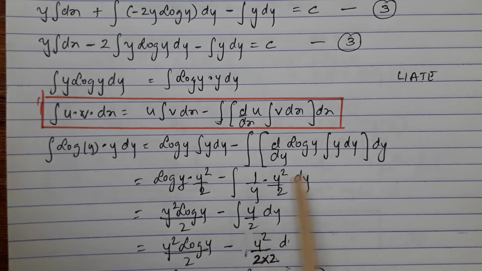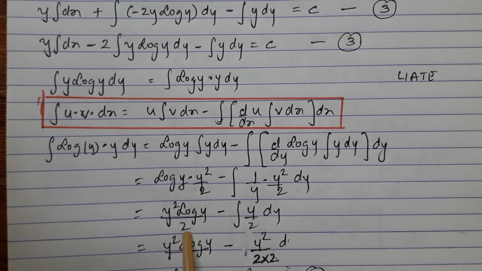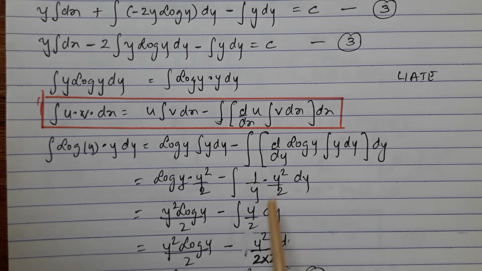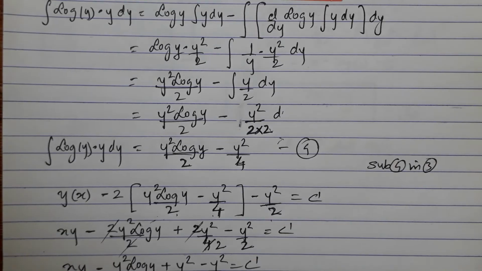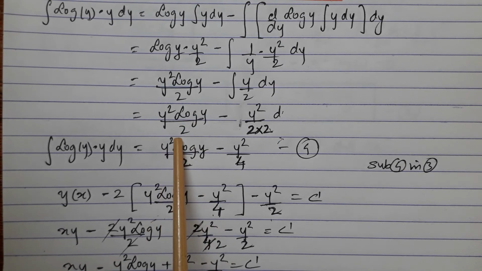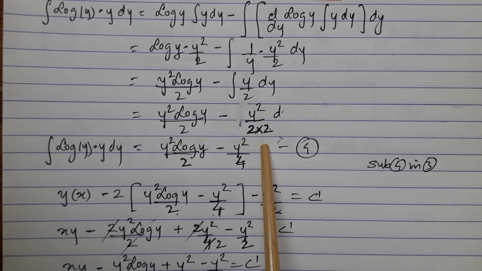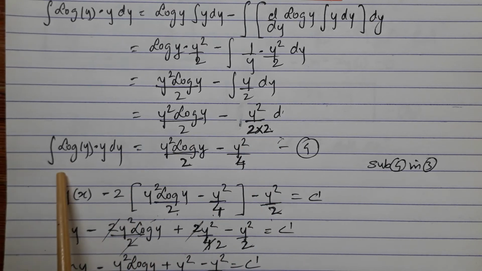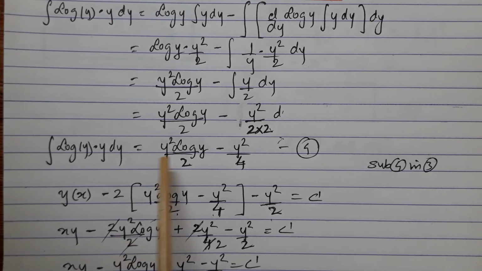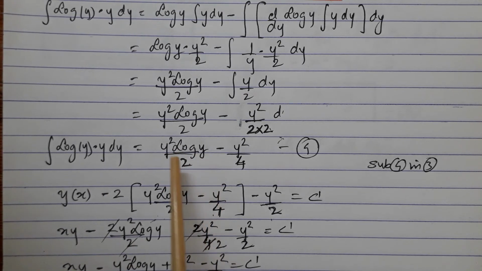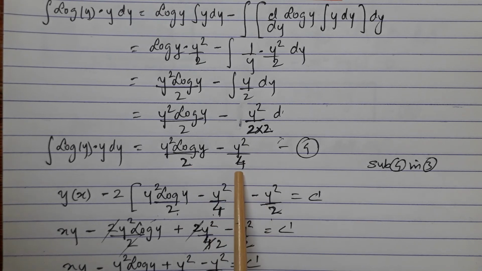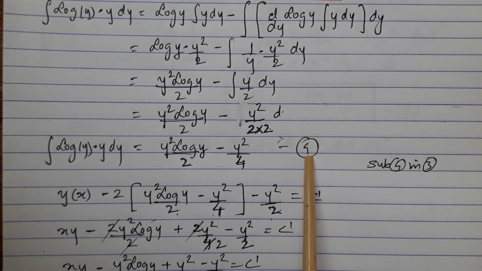So here now y and y would cancel. So this would be, I rearrange this, y square log y by 2 minus integral of y by 2, as one y cancels out. So it's integral y by 2 dy. Now this would be y square log y by 2. Integral of y again is y square by 2, so it would be y square by 2 into 2. So integral of log y into y dy is y square log y by 2 minus y square by 4. And let us call this equation number 4.